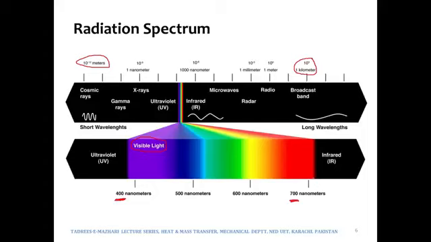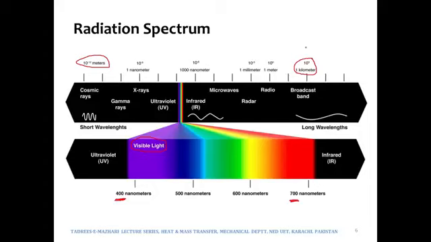So this is the radiation spectrum, meaning waves can have wavelengths as small as a picometer, and waves can have wavelengths as large as a kilometer. So this is the total radiation spectrum.